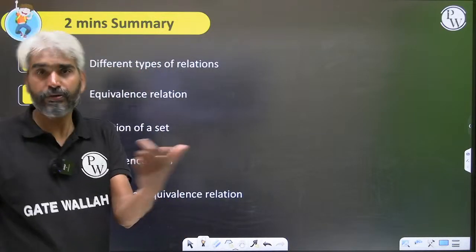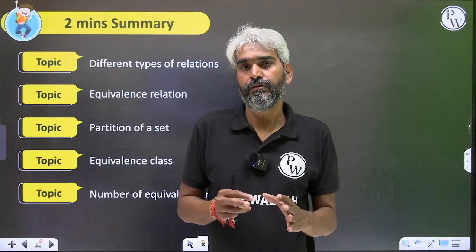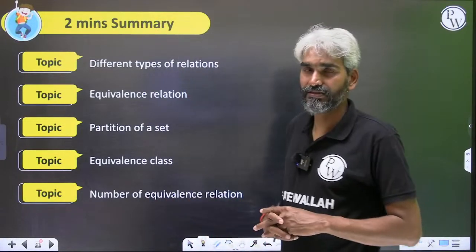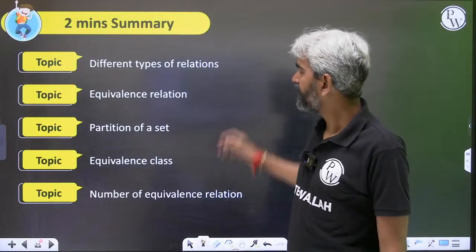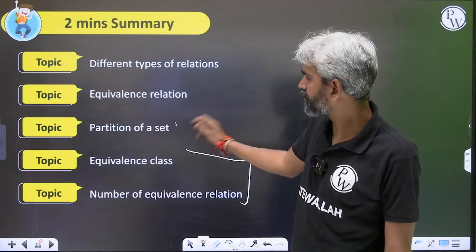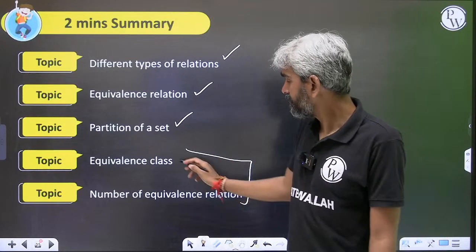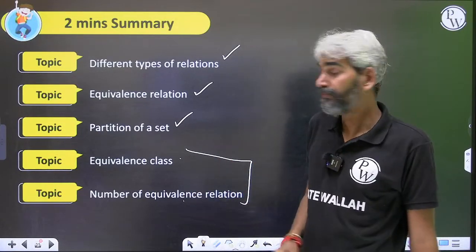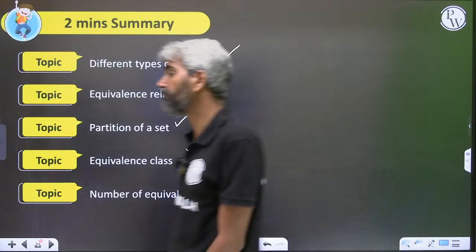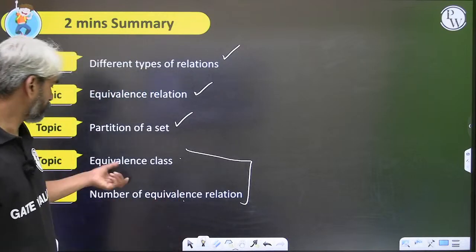That will be tomorrow at 4 p.m. There's no change in time either, so you can join tomorrow at 4 p.m. and you will get these two concepts. I have explained what a partition is, what an equivalence relation is, and different types of relations, but equivalence class and number of equivalence relations are exactly based on the concept of number of partitions. Don't worry, you are not missing anything. We'll cover these two things in the next class.